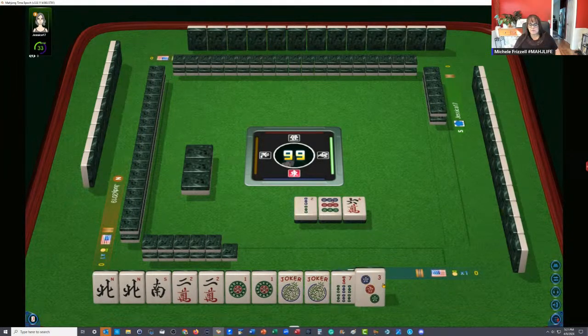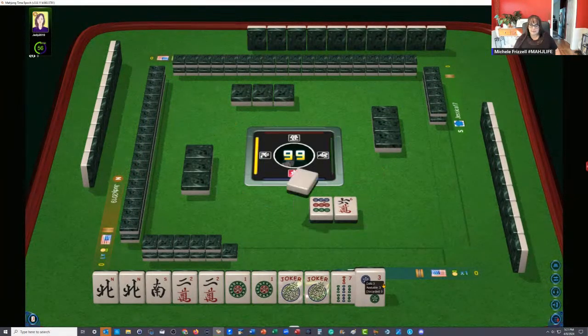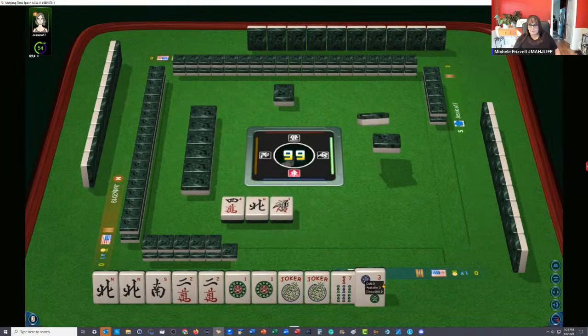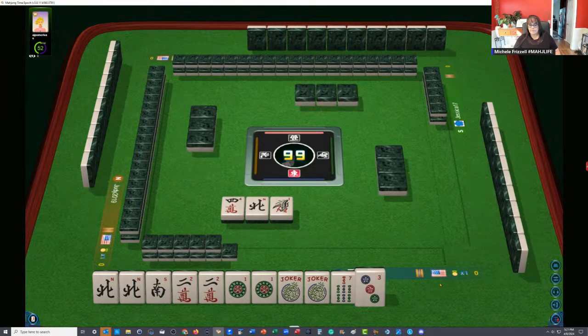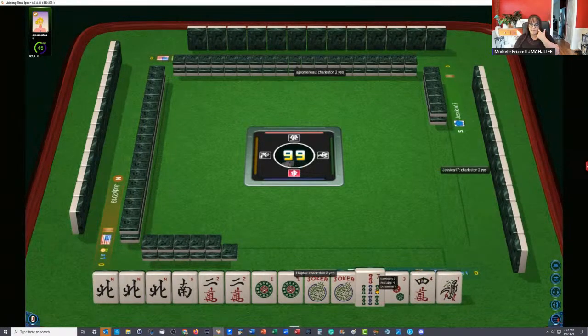Okay, we've got 2 discards at the moment. Let's hope we can get a south. That would be really nice because then we would be set. We got a north. So that's nice. Okay, let's see. We definitely want to keep going.